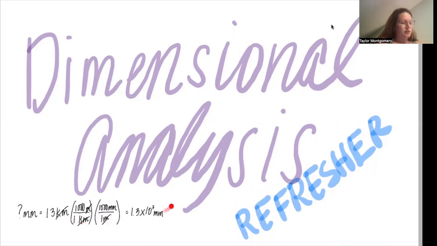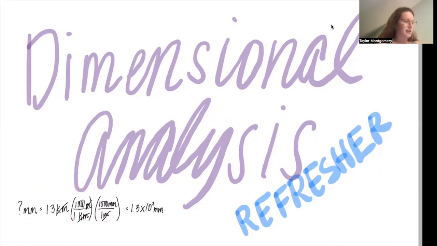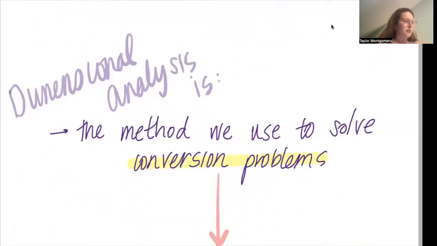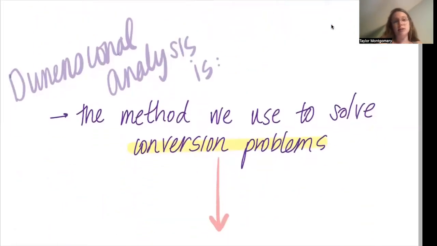Okay, this is what dimensional analysis is. That's what it looks like. So hopefully that's jogging your memory. So let's get into it. Why do we need to use dimensional analysis? What is it? It's the method that we use to solve conversion problems.